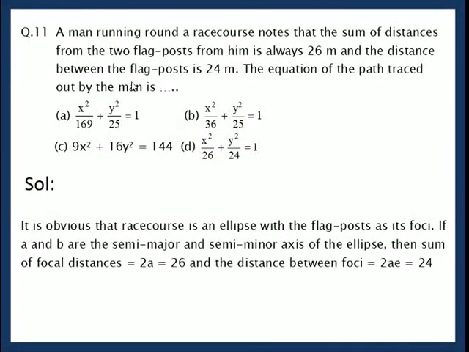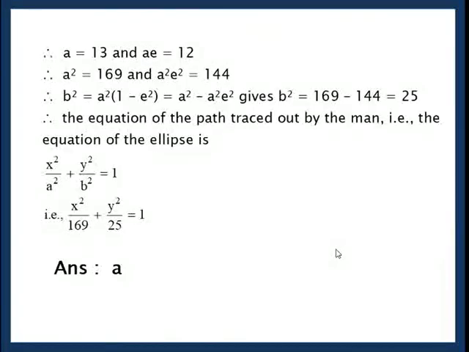Now this is again an important sum. A man running around a race course notes that the sum of the distances from the two flag posts from him is always 26 meter and the distance between the flag posts is 24 meter. The equation of the path traced by the man is, clearly the race course is in the form of an elliptical shape with the flag posts as its foci. If a and b are the semi-major and semi-minor axis of the ellipse, then what is the sum of the focal distances? It is always 2a, given to be 26, and the distance between foci, 2ae, is given to be 24. Rest part is simple. a is 13, ae is 12.